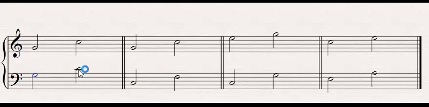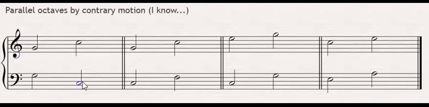And it's the same thing if the bass was going down. If we go from this octave to this octave, it still counts as parallel octaves. It's called parallel octaves by contrary motion. We want to avoid that too.